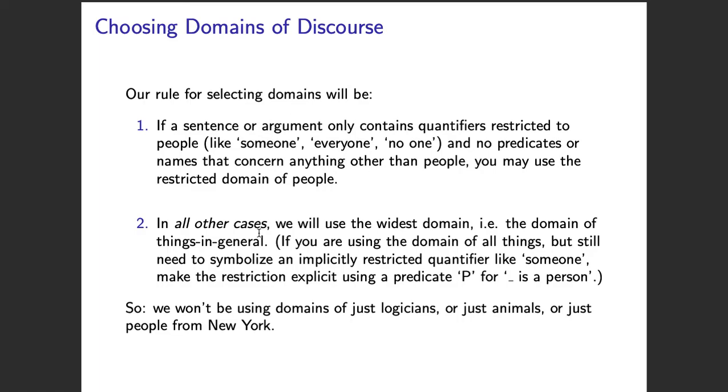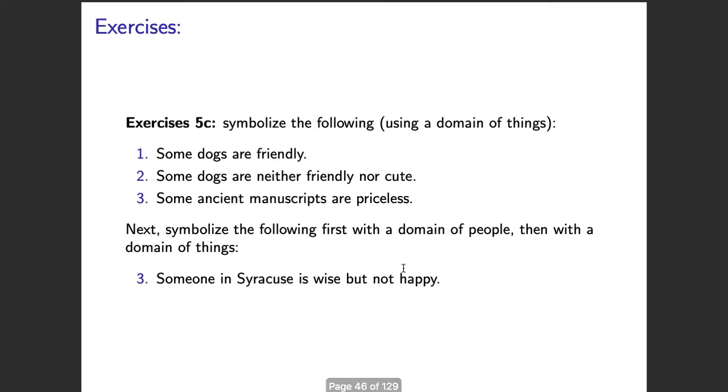And then again, if you're using that very wide domain of things in general, but you still need to symbolize a quantifier like someone that's restricted to people, then in that wide domain, you need to use an explicit predicate for being a person to symbolize these kinds of quantifiers.